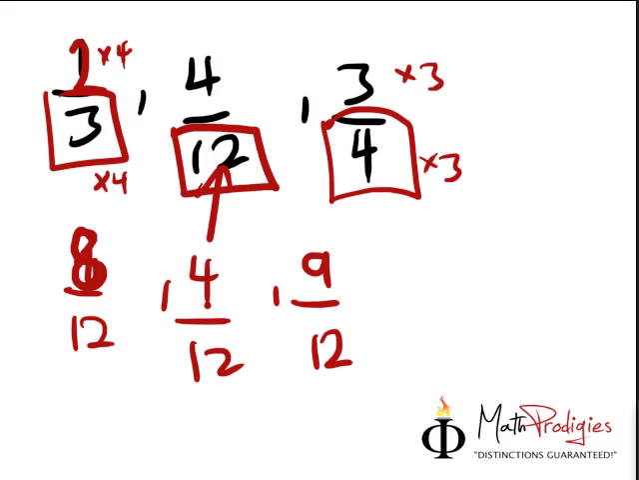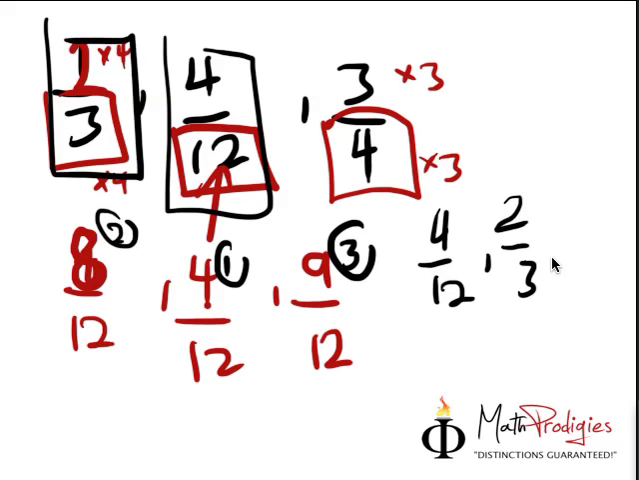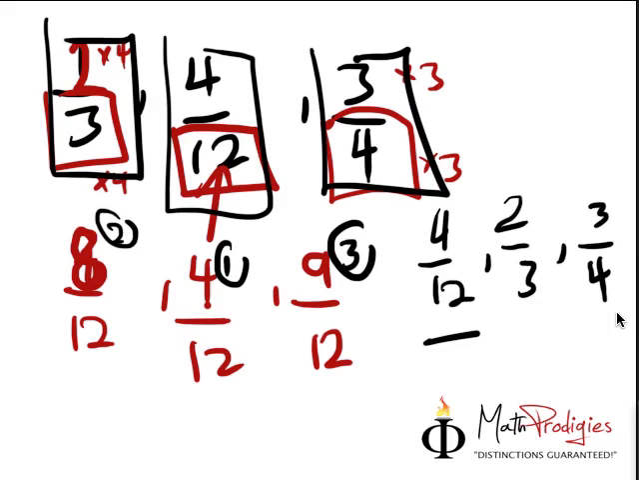The first option would be 4 over 12. The second option would be 8 over 12. And the third option would be 9 over 12. But do we write it as the answer? No, we write it as, the first option is 4 over 12 because it's the original fraction. Second option is 2 over 3. And the last option is 3 over 4. So we write down the original fractions they gave to us. So this is the final answer.